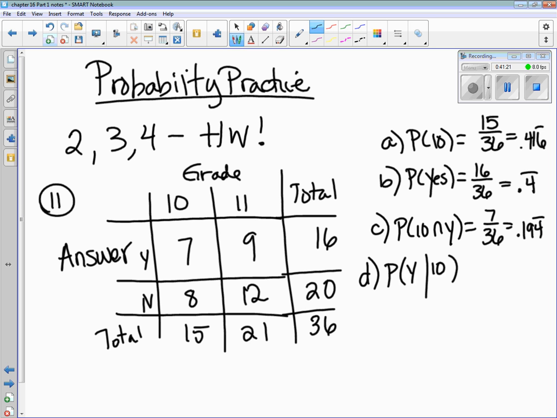If you have a contingency table, you can just use it, or you can use the formula, either way. The probability of yes and 10 divided by the probability of 10. Or you can just use what you have here. So it's yes and 10 divided by 10. So it's 7 divided by 15. Would you agree? And I have 0.467 on that. Oh, yes. Sure. Thanks for asking, sir.